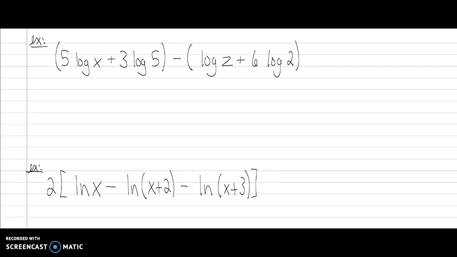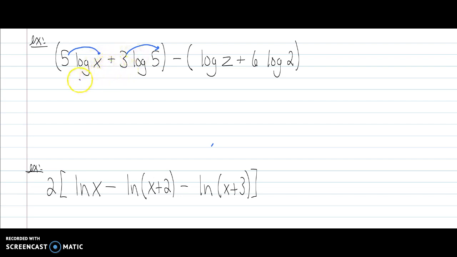This is the second part of the 3.3 notes for pre-calculus on properties of logs. We're looking to condense this logarithm. So the first thing is I know that these numbers out front are going to turn into exponents. And with this plus sign, I know that these two different logs are going to be combined together.